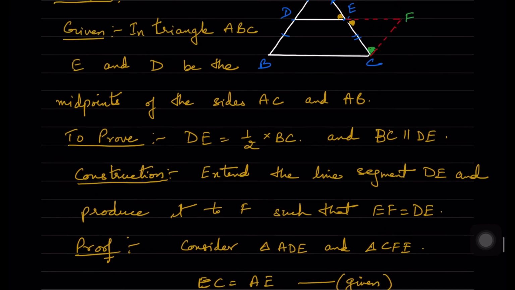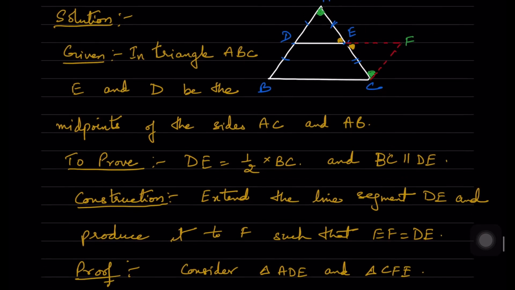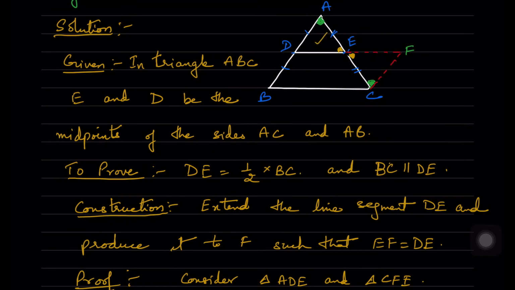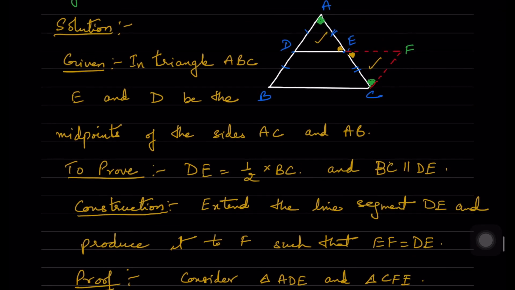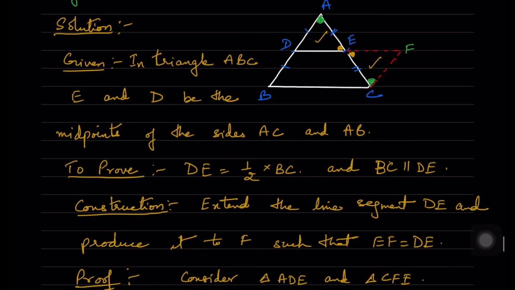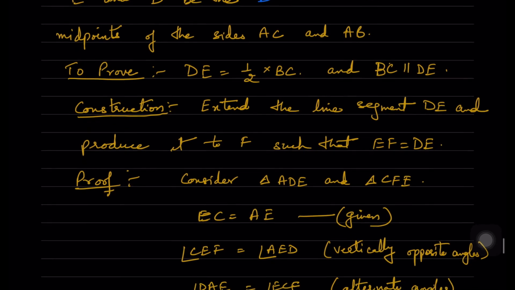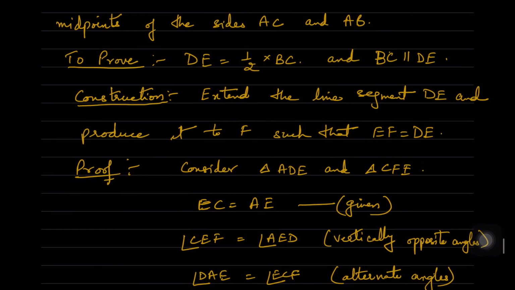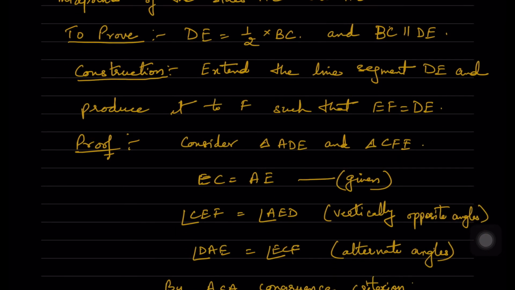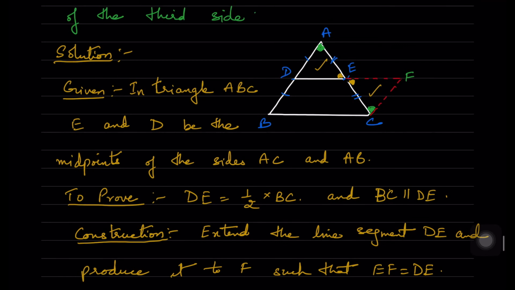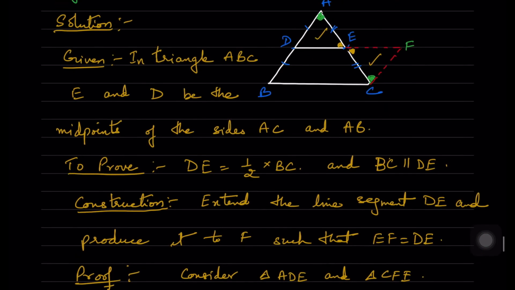So now the proof. Consider triangle ADE and triangle CFE. We are considering this triangle and this triangle. So in these two triangles, what do we have? We are given that EC is equal to AE because E is the midpoint. Then also you are given that angle CEF is equal to angle DEA, or AED, because they are vertically opposite angles. Next you also have angle DAE is equal to angle ECF because they are alternate angles.